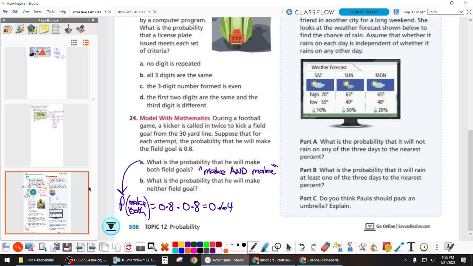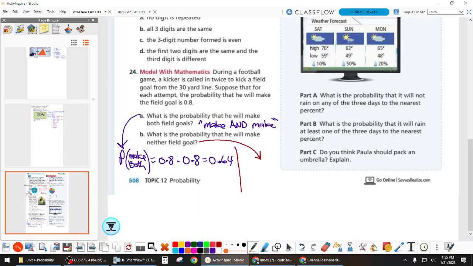How about the next one? What's the probability that he makes neither? Doesn't make one at 0.02. Okay, so probability of missing is 0.2 and 0.2, so 0.04. That's what you got, right? 0.04. So a 4% chance. That would be good to know as a coach. But again, in reality, there's a lot more going on than just raw probability, right?